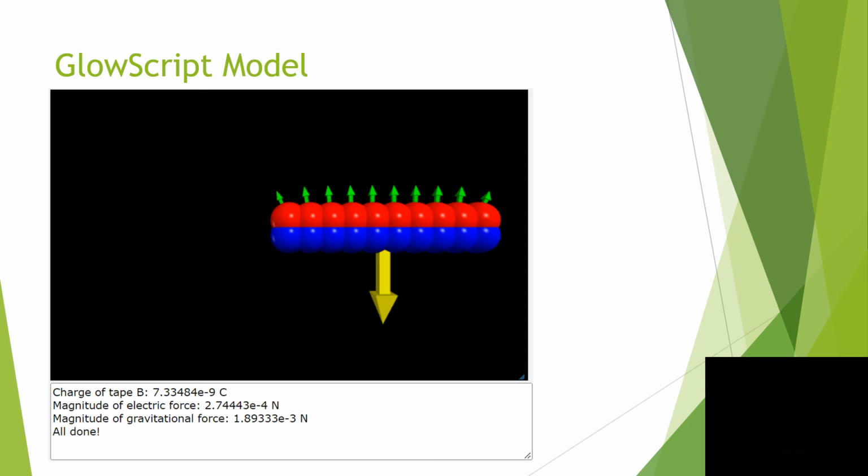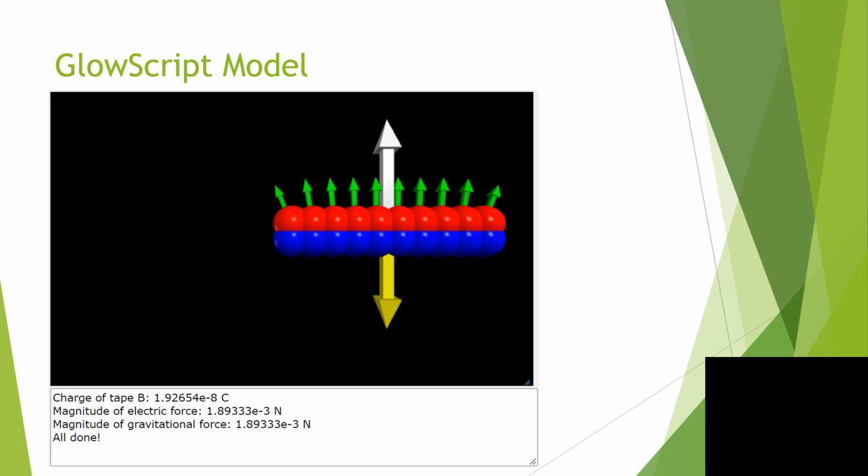In this slide, you can see the Glowscript model developed using the charge value which was estimated in Lab 1. This charge value results in a very small electric force vector and small electric field vectors, showing that this charge value isn't very realistic when treating tape B as a line of charge.